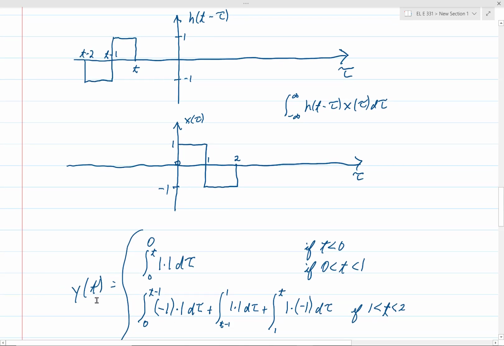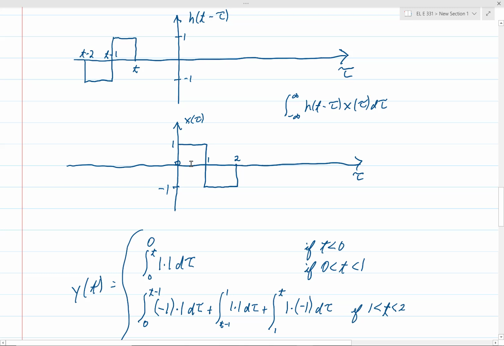Now we need to be really careful with this. Clearly, when t is less than 0, so in other words, when t is over here to the left, there's not going to be any overlap between the h graph and the x graph, because the x graph starts at tau equals 0. So we get 0 if t is less than 0. Now what we've got to do is continue to increase t and look at what happens as t is in each one of these regions.